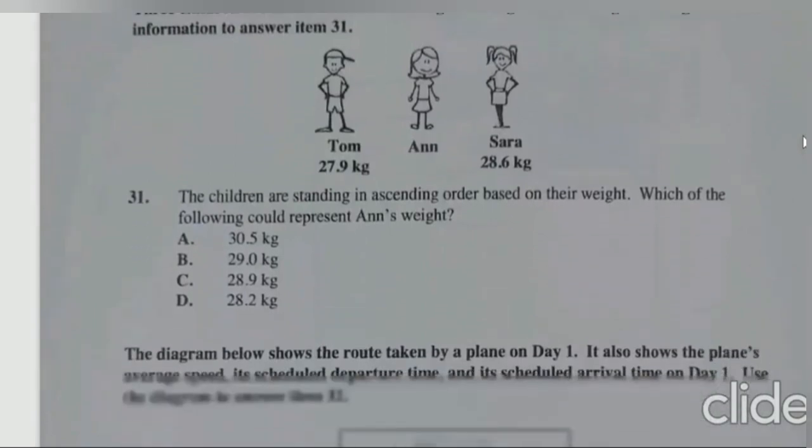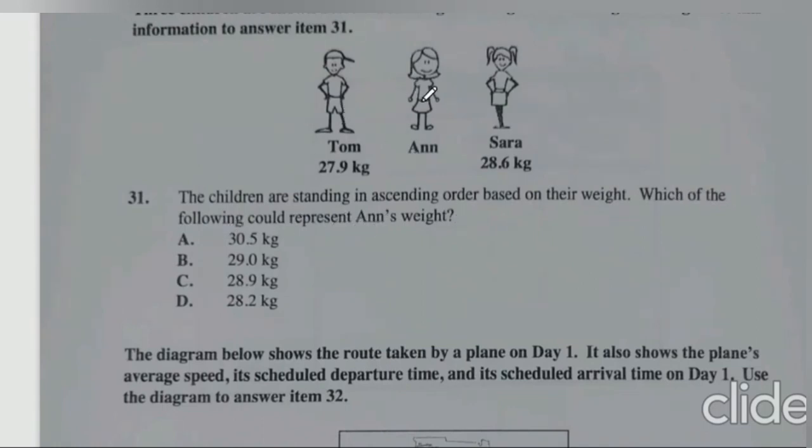3 children are shown below. Tom weighs 27.9 kilograms and Sarah weighs 28.6 kilograms. Use this information to answer item 31. So this is Tom, this is Anne, this is Sarah. It says that the children are standing in ascending order based on their weight. Which of the following could represent Anne's weight?